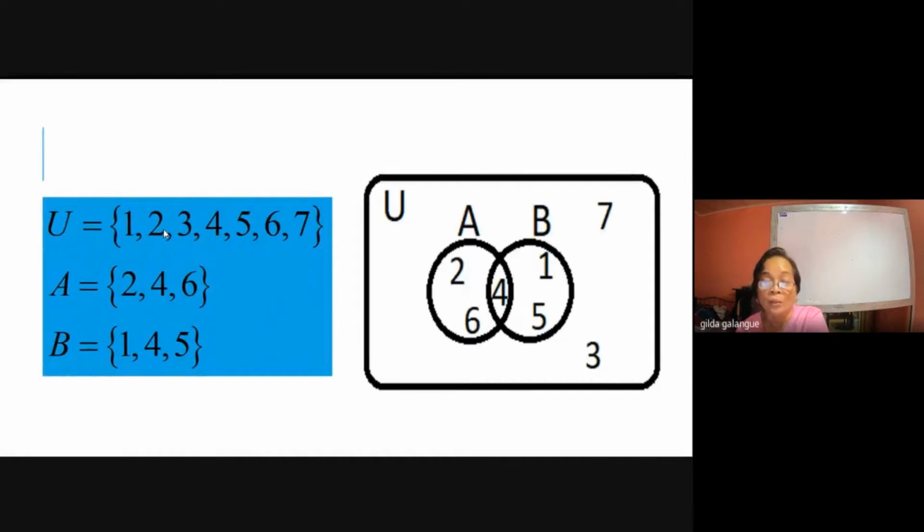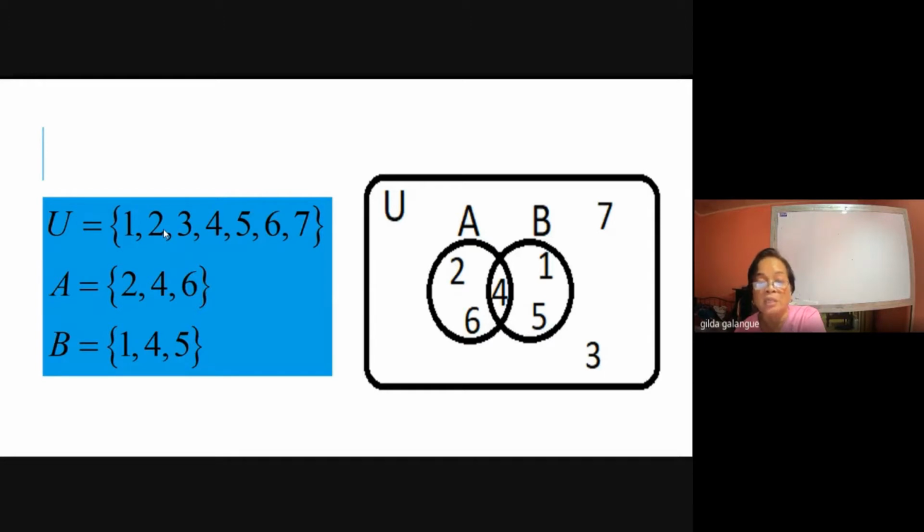So we have set U: 1, 2, 3, 4, 5, 6, and 7. We have set A: 2, 4, and 6, and set B: 1, 4, and 5. First, we need to look at the common element of set A and set B. What is the common element of set A and set B?